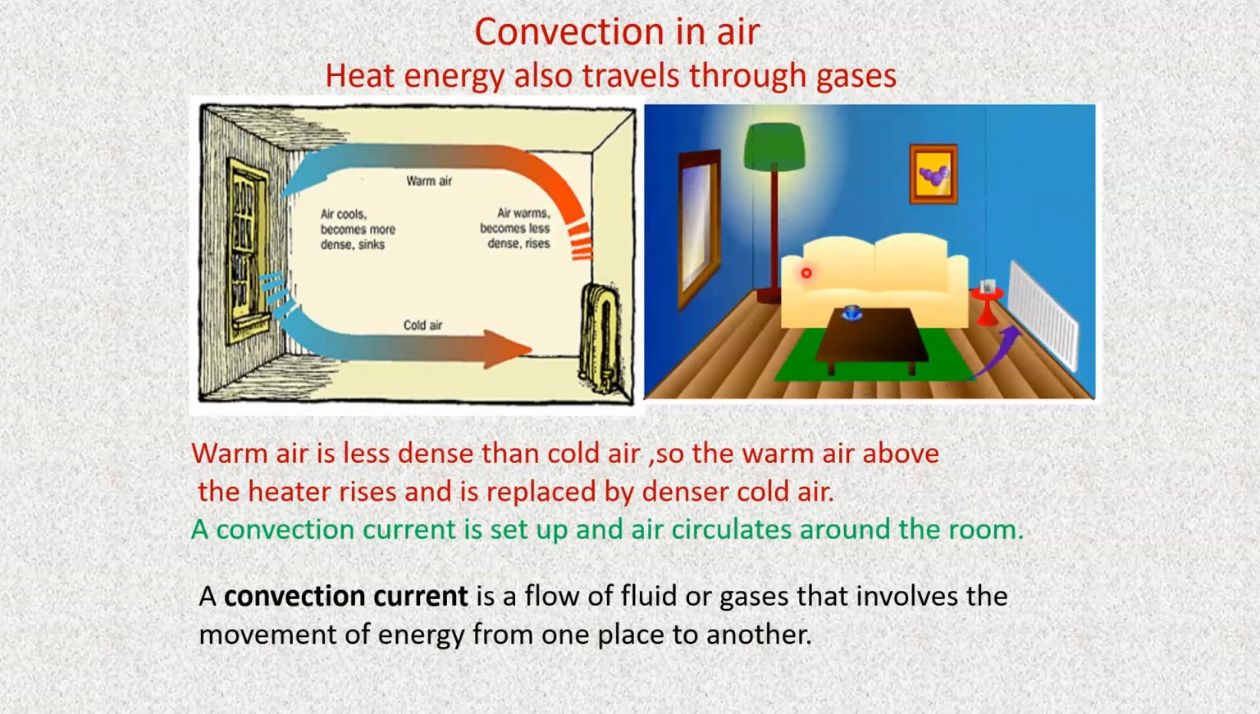For example, this is a room, you can clearly see here. Cold air is coming from the windows. It will come towards the heater, which warms the air, and it becomes less dense and rises up, and it reaches the other side of the room, and then it cools and comes again to the heater, and a cyclic process will start there. Convection in air: heat energy also travels in gases.